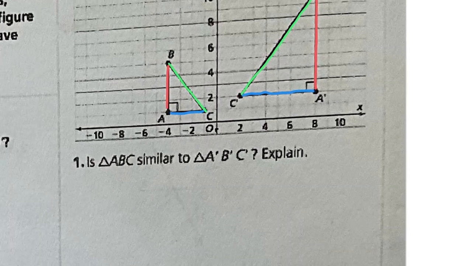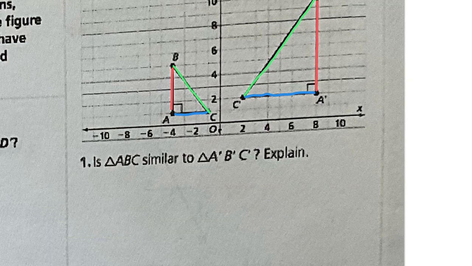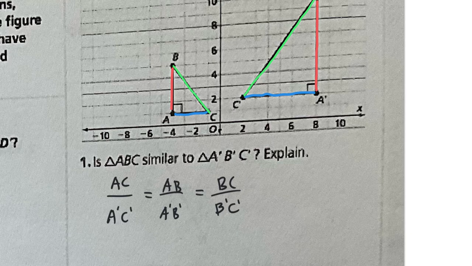So essentially, what we're really checking is we could put all the side lengths pertaining to this smaller triangle on the top and all the side lengths pertaining to this larger triangle on the bottom. So we're going to basically compare AC to A prime C prime, and we will compare that to AB over A prime B prime, and we will compare that to BC over B prime C prime.